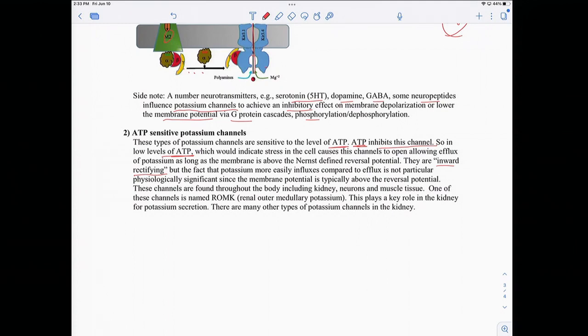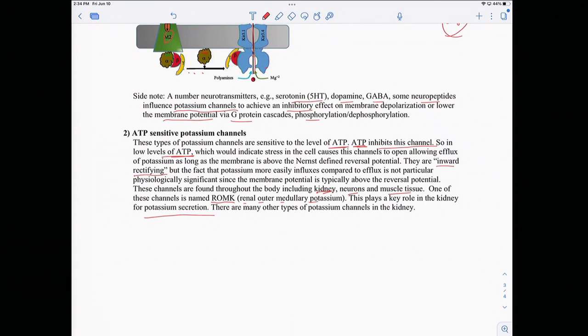These channels are found throughout the body. You can find them in kidney, in neurons, again, muscle tissue and such. One of these channels is actually named ROMK, called renal outer medullary potassium channels. And obviously, you're going to find these in kidneys. So these are a major potassium channel in the kidneys. They play a key role in the kidney for potassium secretion. The word secretion in the kidney means you're taking something from the body and putting it into the urine so that you can then eliminate it from your body.